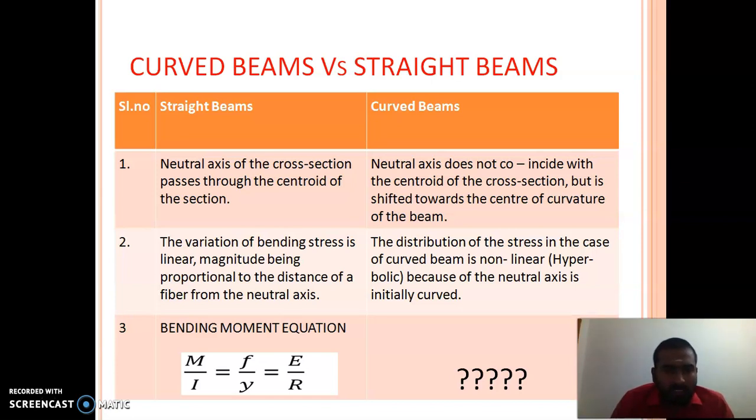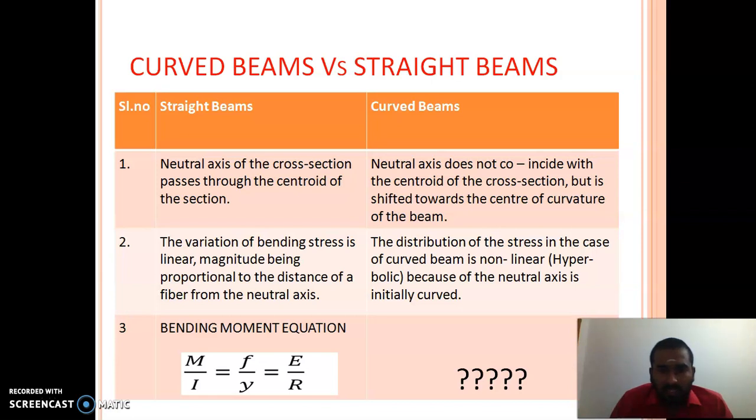The second difference is that the variation of bending stress is linear in straight beams. As given in the equation, the bending stress is M by I into y. In that equation, M is constant and I is constant. The only varying parameter is y, which is the distance between the neutral axis and the point where you need the bending stress. So, the bending stress in a straight beam will be linear.